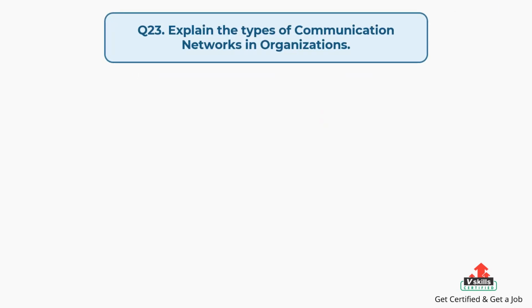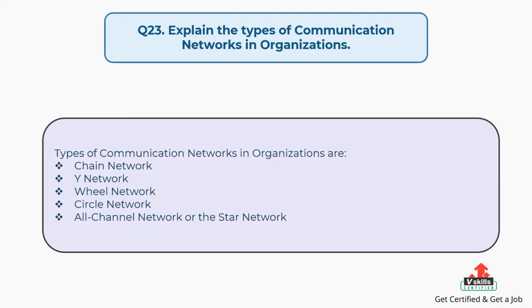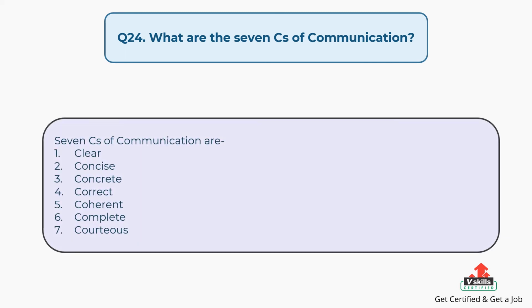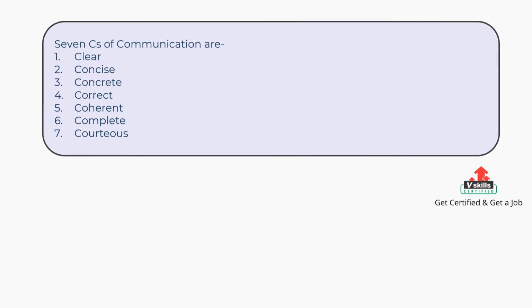Question number 23. Explain the types of communication networks in organizations. The answer is: types of communication networks in organizations are chain network, Y network, wheel network, circle network, all-channel network or the star network. Question number 24. What are the 7 C's of communication? The answer is: 7 C's of communication are clear, concise, concrete, correct, coherent, complete, and courteous.